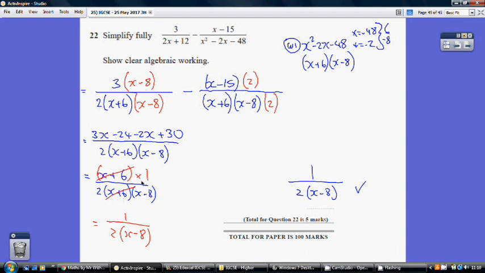And just be careful, we've really got one lot of x plus 6 in the numerator, so don't forget you still need to have a 1 in the numerator. So our final answer is 1 all over 2 multiplied by x minus 8. You can multiply out the denominator, but I think it's best to leave it factorised like that.